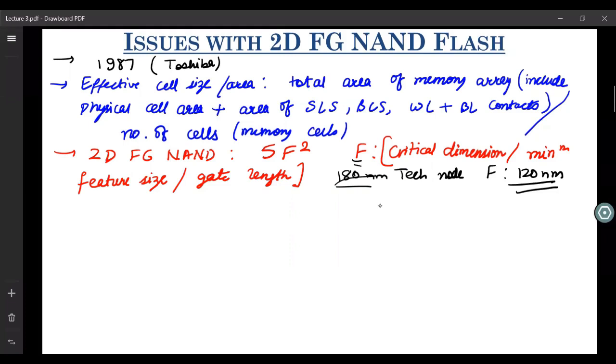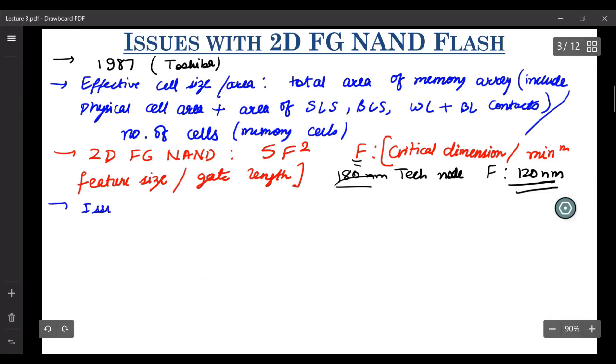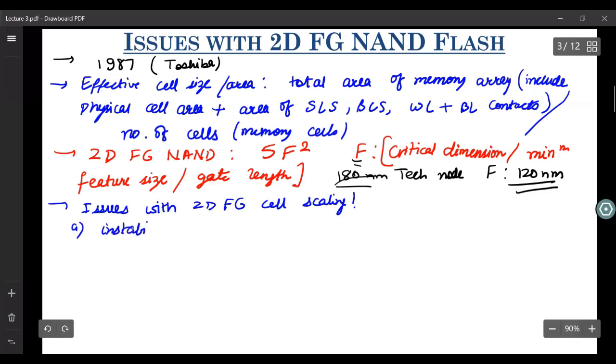So what people did is they tried to minimize this critical feature size. They tried to place the cells as close to each other as possible, to reduce their cell area. However, several problems occurred because of that. So let me talk about the issues with 2D FG cell scaling. The first, and I would say the most important issue, was the instability in the cell operation.